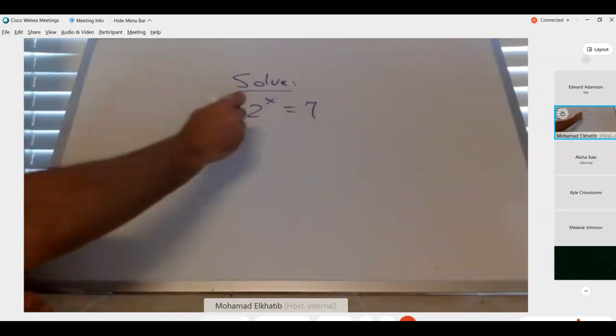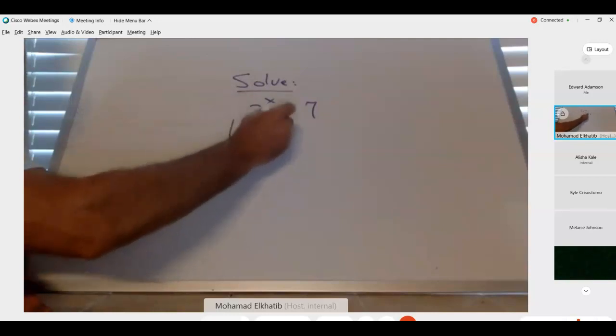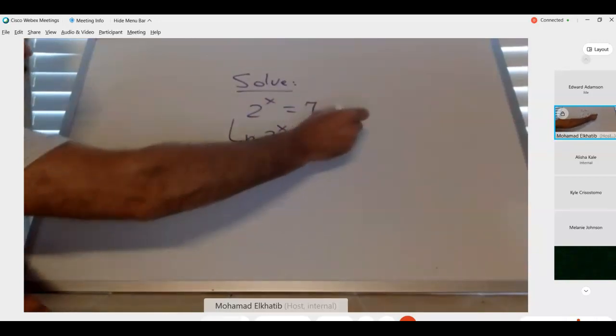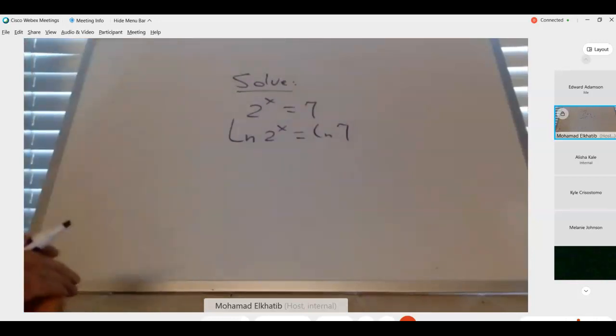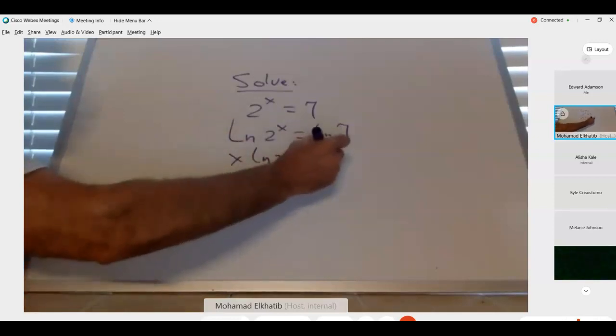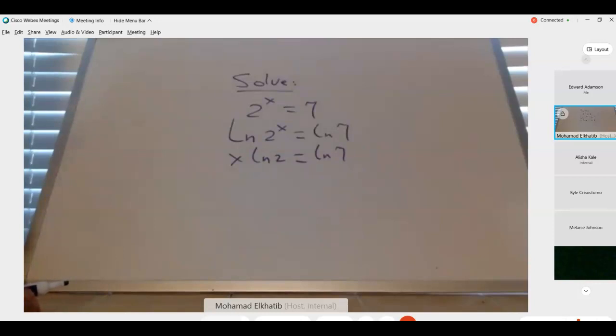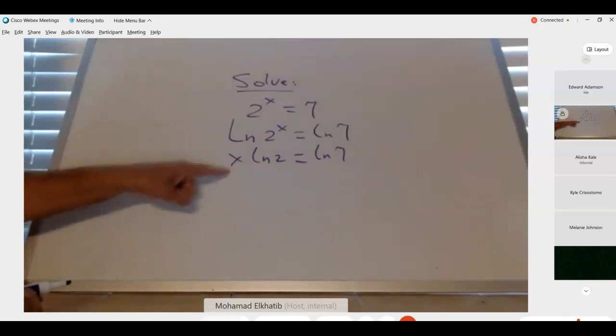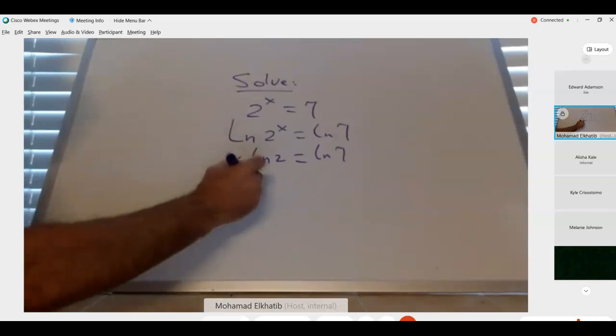Then rule 2 tells me what? You place ln in front of each term. Remember, ln has the base e. You do this whenever you cannot write the right term as 2 to a power. Now, the question is solve for x. Do you remember one of the properties of logs? I can bring the exponent to the front. Now, how do I get x by itself? I have to get to ln 2, so I divide both sides by ln 2.